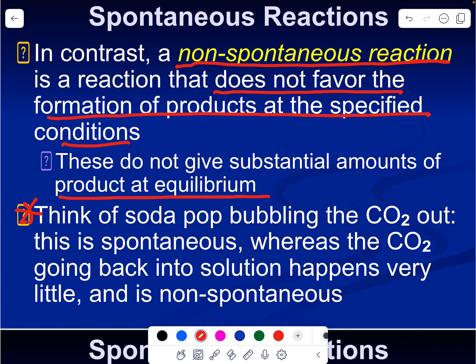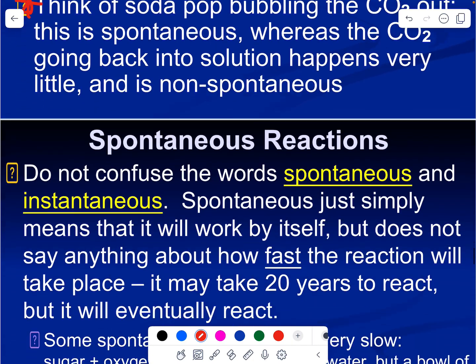I don't love this. You can take a moment. I'll just stop for a moment, and you can read that. I don't love that example, but it's fine.